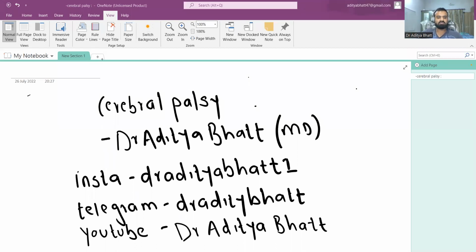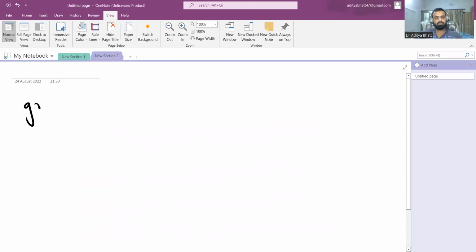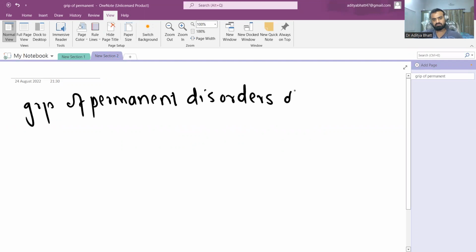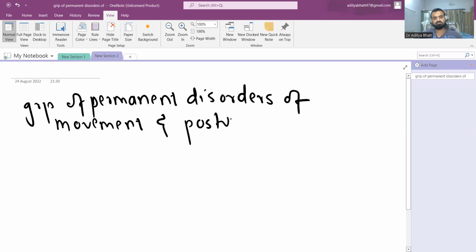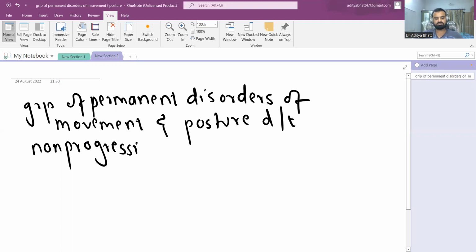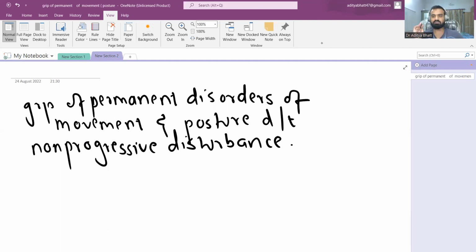So cerebral palsy. What is cerebral palsy? It is a group of permanent disorders of movement and posture due to non-progressive or static disturbance. So let's break this down one by one. Firstly, cerebral palsy is a permanent disorder.